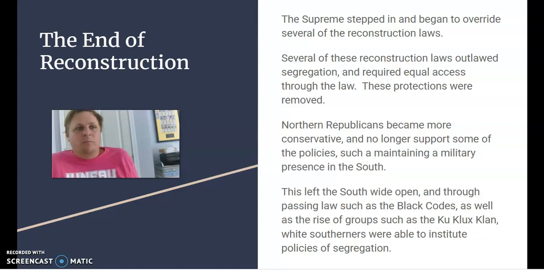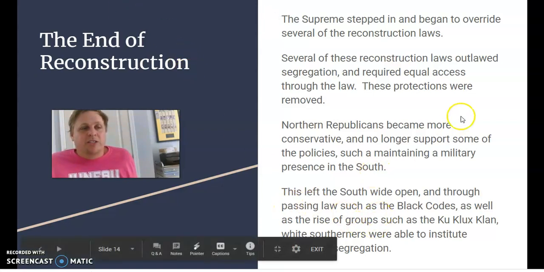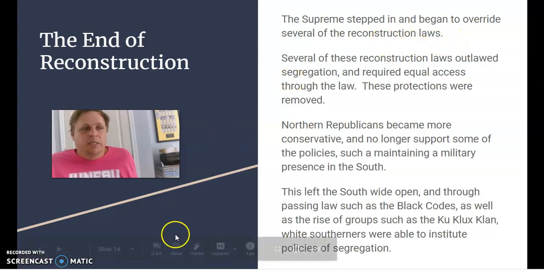This left the South wide open, and through passing laws, which we'll discuss later, such as the Black Codes, instituting what are called Jim Crow laws, and the rise of groups such as the Ku Klux Klan, the white Southerners finally were able to institute policies of segregation. To go from slavery to now legalized segregation. And so the remainder of the unit is going to be looking at what are those policies of segregation, how are they passed, what are they called, how do people start to fight against them, and going from there.